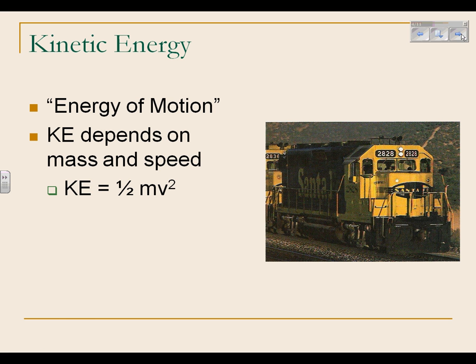Kinetic energy depends on two things. It depends on the mass of the object, and it depends on its speed. And you'll notice in the formula, KE is equal to 1/2 mv squared. The formula says v, but I've told you speed. We'll talk about why in just a second.